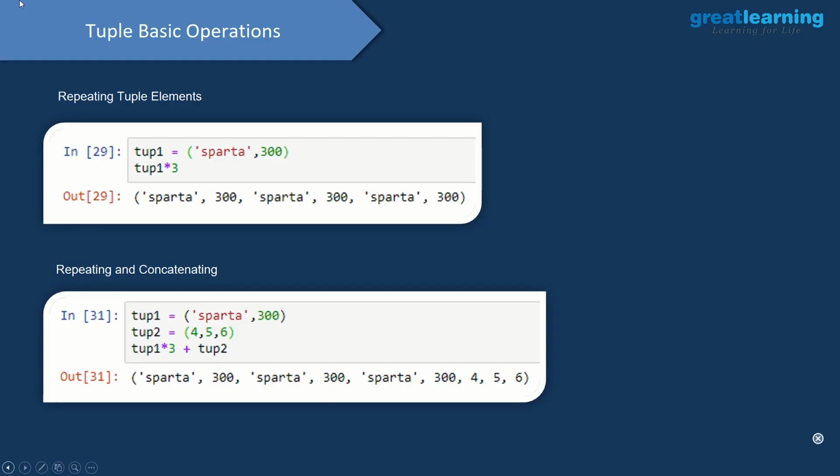Now we'll see how we can repeat the elements inside a tuple. Let's say we've got this tuple where we've got one string element, Sparta, and then a numeric element, 300. Now all I want to do is repeat these elements a number of times. If I want to repeat these elements 3 times, then all I have to do is multiply this tuple with 3, right? And that is how I can repeat these elements.